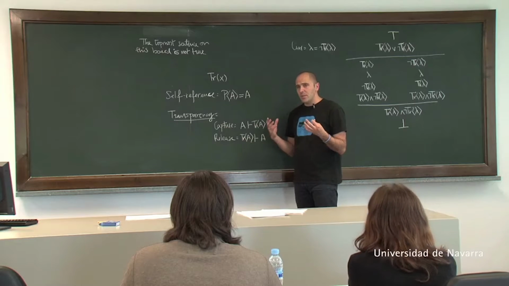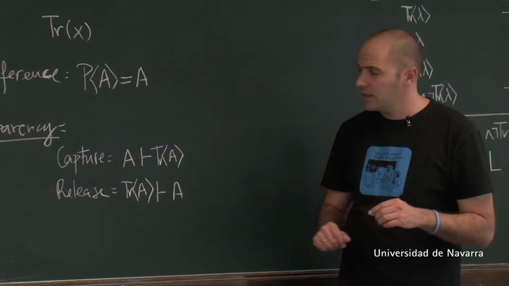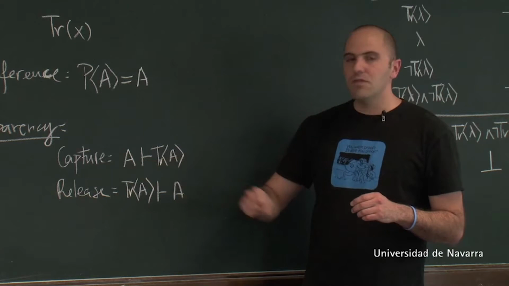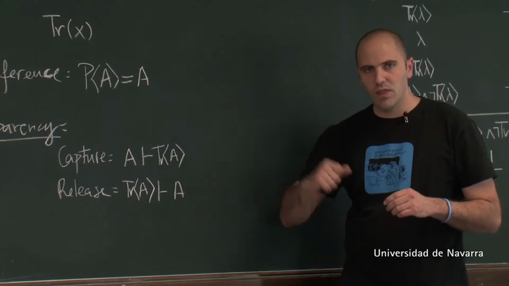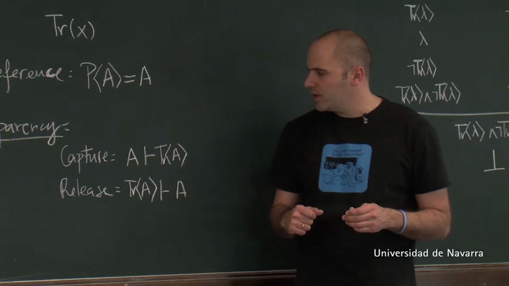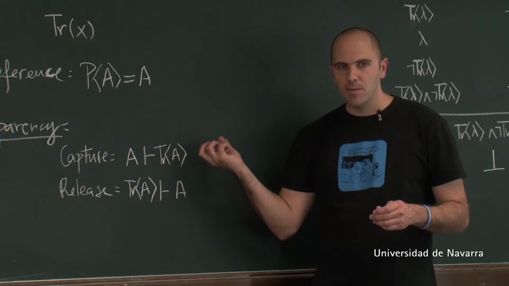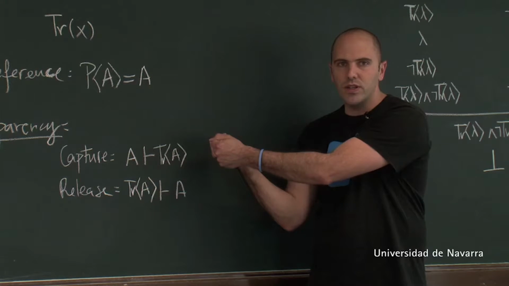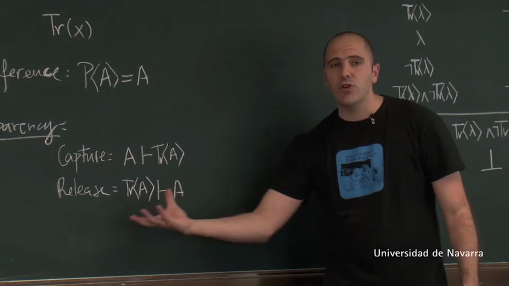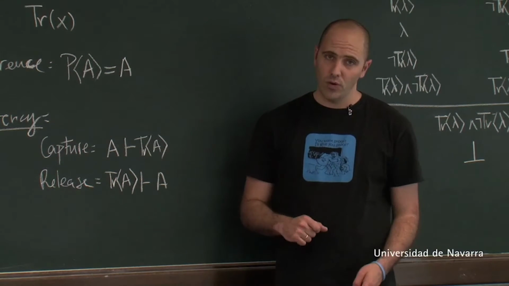And transparency amounts minimally to the following two inferences, right? Which can be called capture and release. So if snow is white, then you can derive that it is true that snow is white. That seems reasonable. That's called capture because the truth predicate captures the sentence into a name, and you put the truth predicate in front of it. And release, right, because the truth predicate can release the sentence that it contains. So if it is true that snow is white, then snow is white.